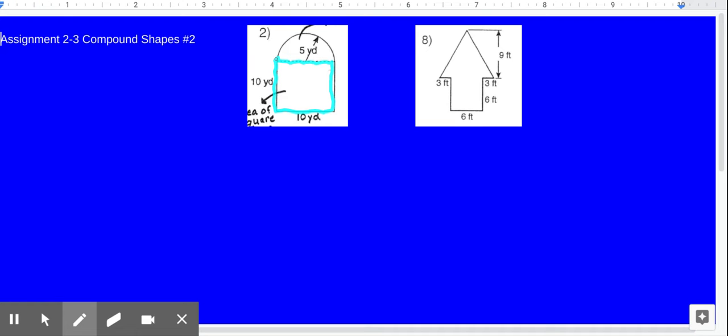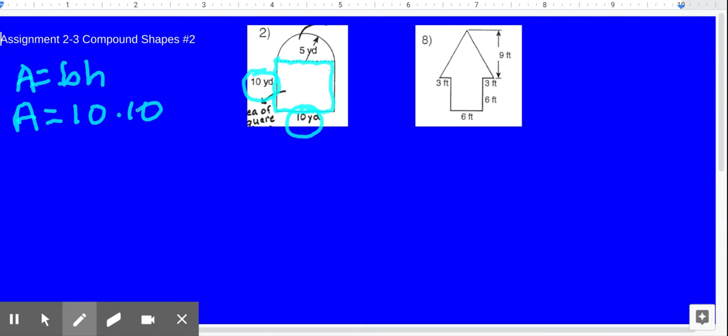So the area of a square is base times height. So I have a base of 10 and a height of 10. So remember, I always start by writing my formula. Area equals base times height, or length times width. So I have an area of, my base is 10 and my height is 10. So the area of the square is 100.